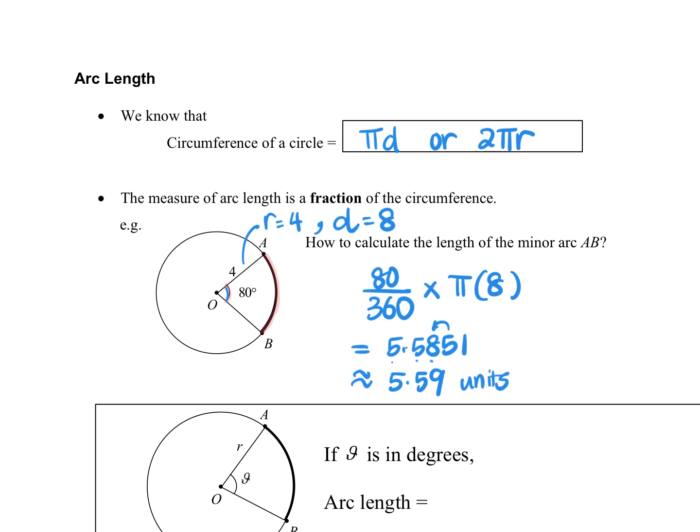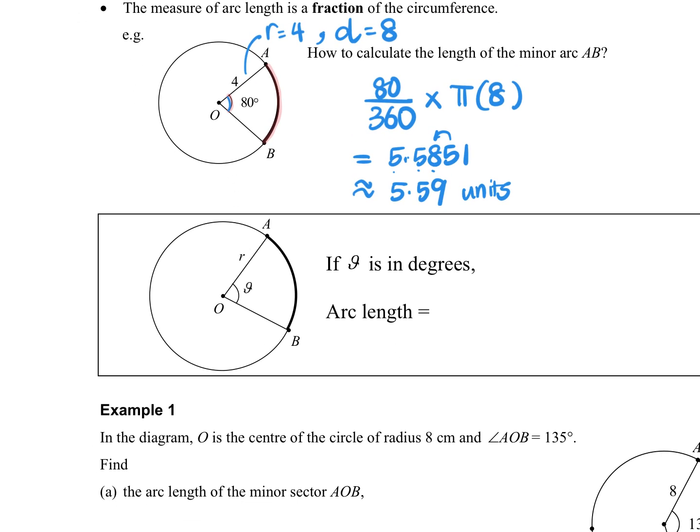Alright, so in general, how do we know the formula to find arc length? The general formula for the arc length starts with a fraction, the angle. If I'm looking for the minor sector, it will be theta over 360 out of the whole circle, a fraction of the whole circle, times pi d or 2 pi r. This is for the minor sector. Similarly, if I want to find the arc length for the major sector, then I should use the larger angle over 360 times pi d. Okay, have you gotten the concept?